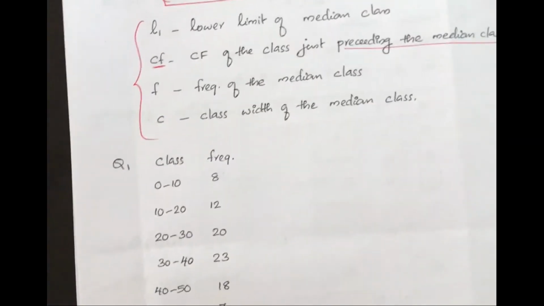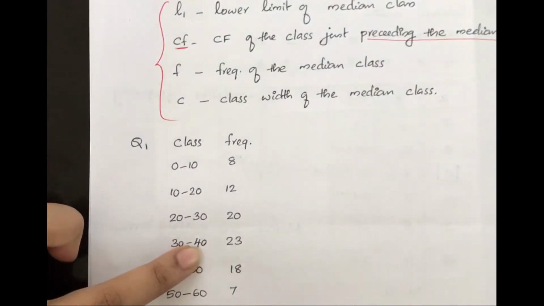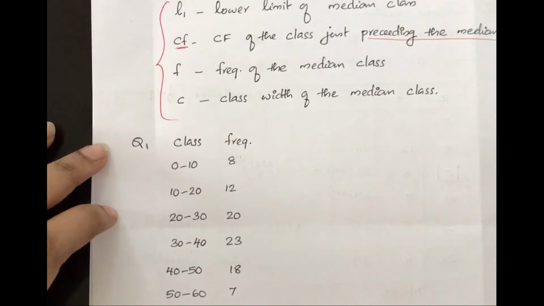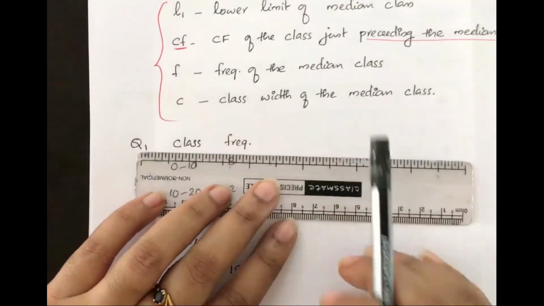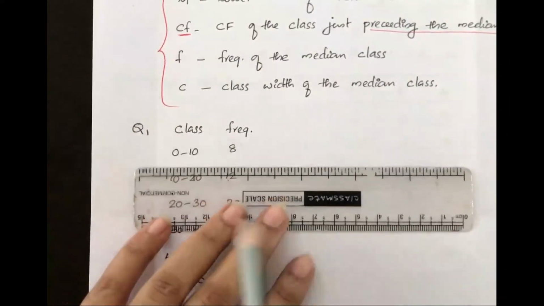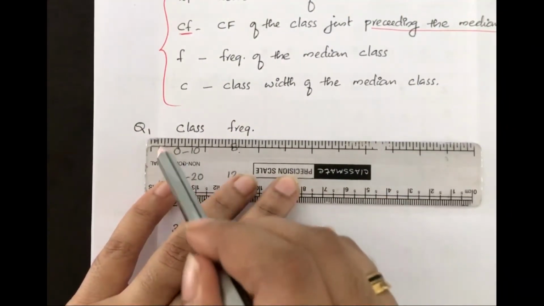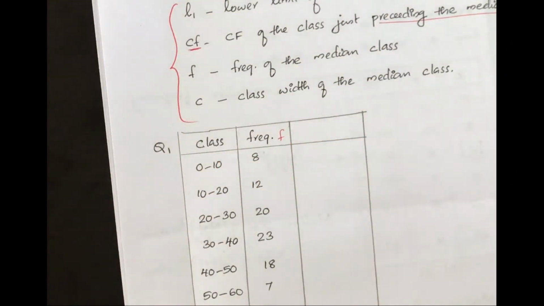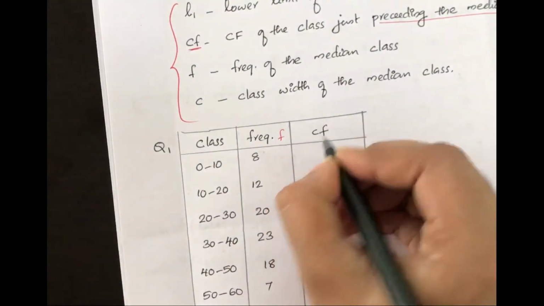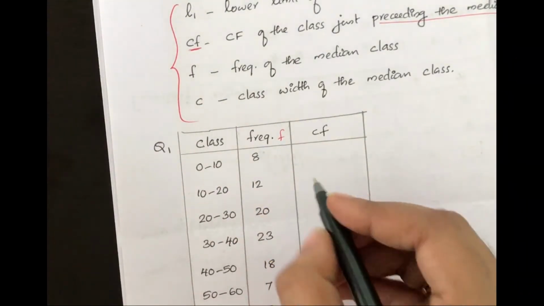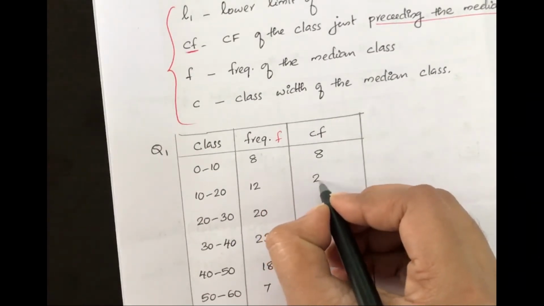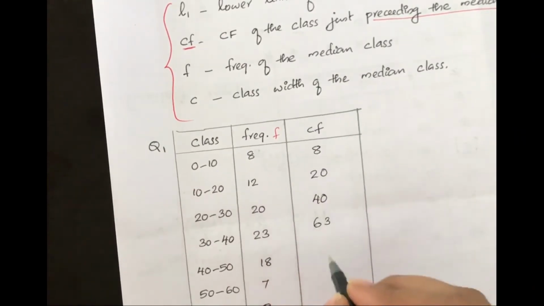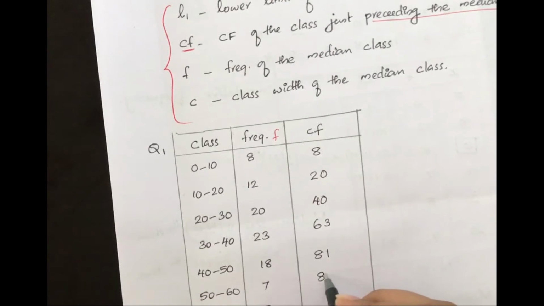You can look at one problem. The question will be class and frequency. We are going to find out the cumulative frequency. This is a question; I am just including the cumulative frequency in this question itself. I am writing the table. This is my class, this is frequency. Now I need to find out cumulative frequency also: 8, 20, 40, 63, 81, 88 and 90.